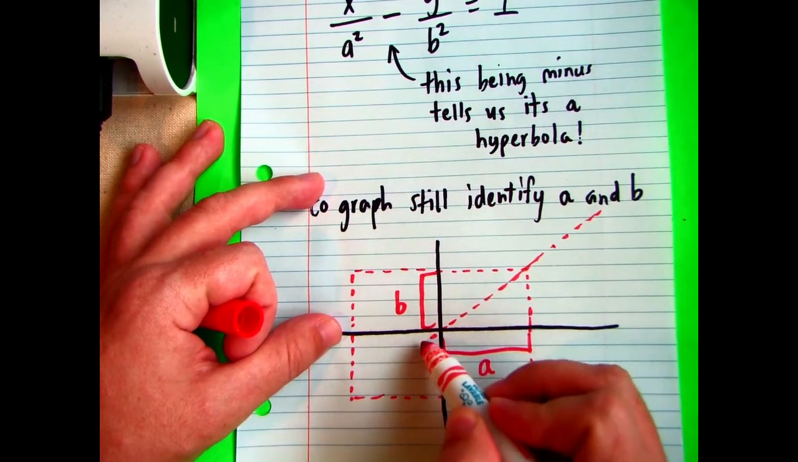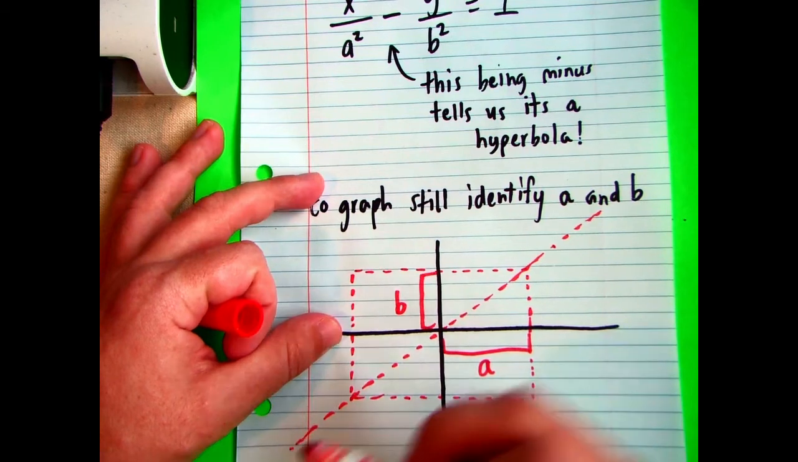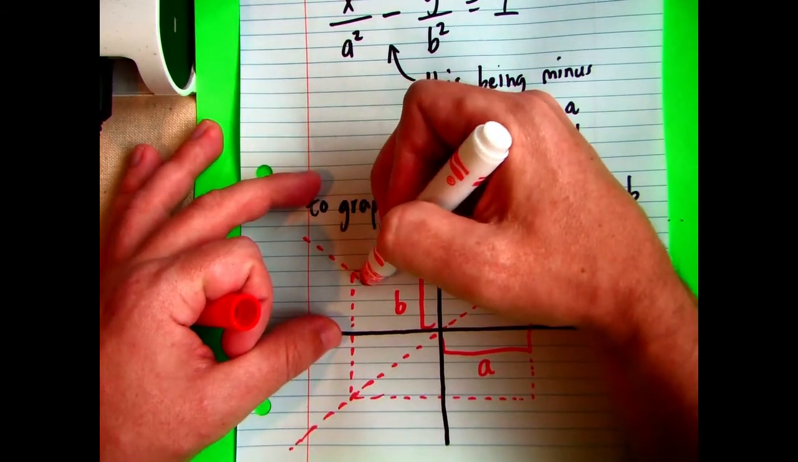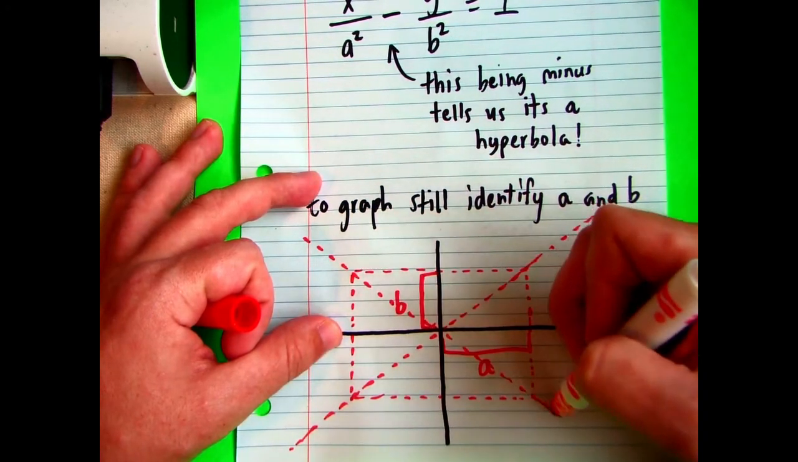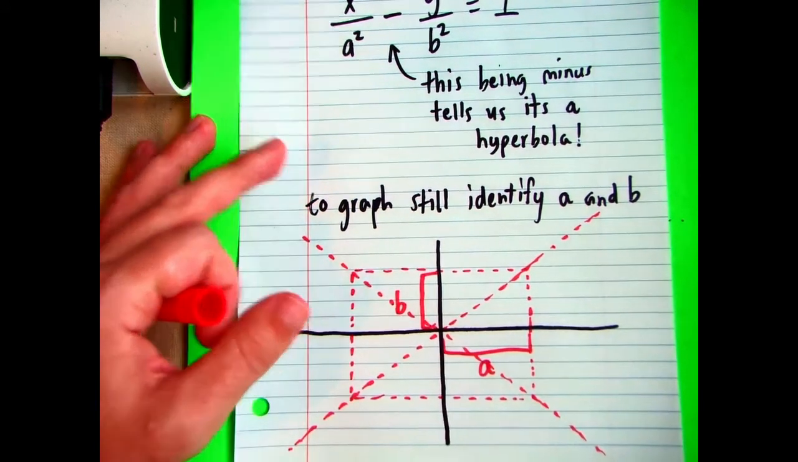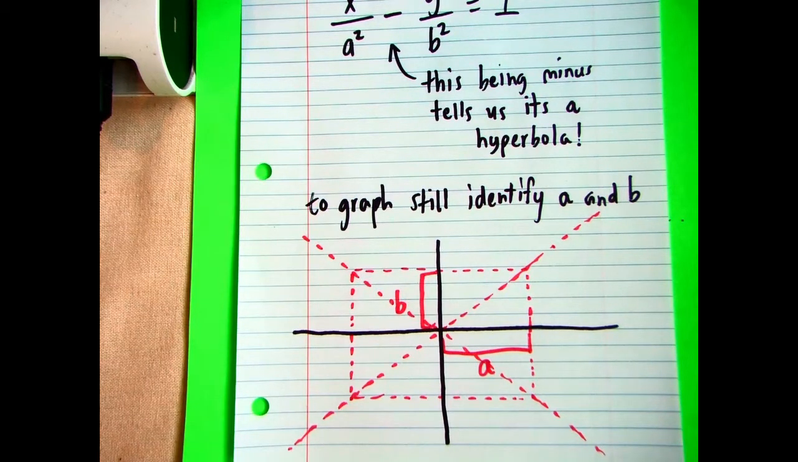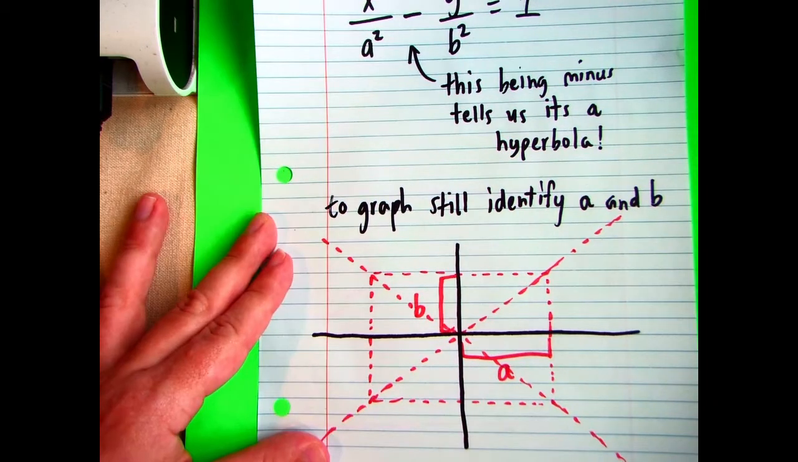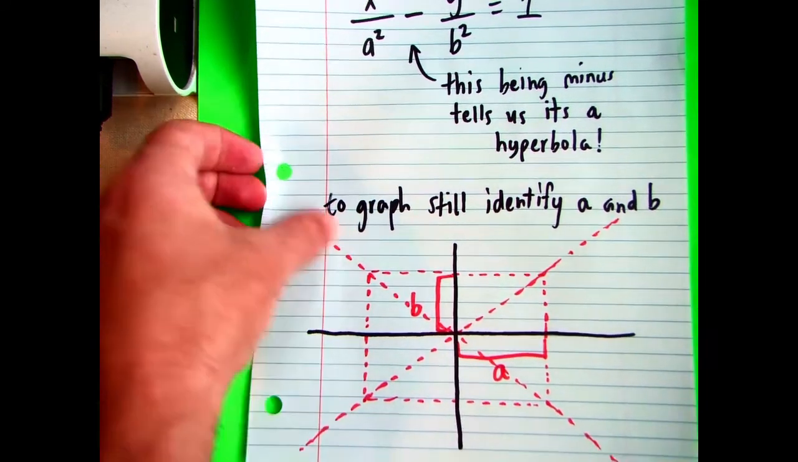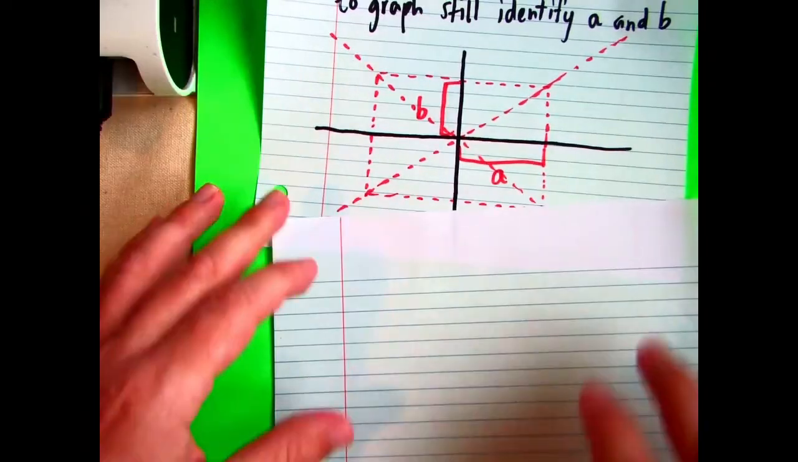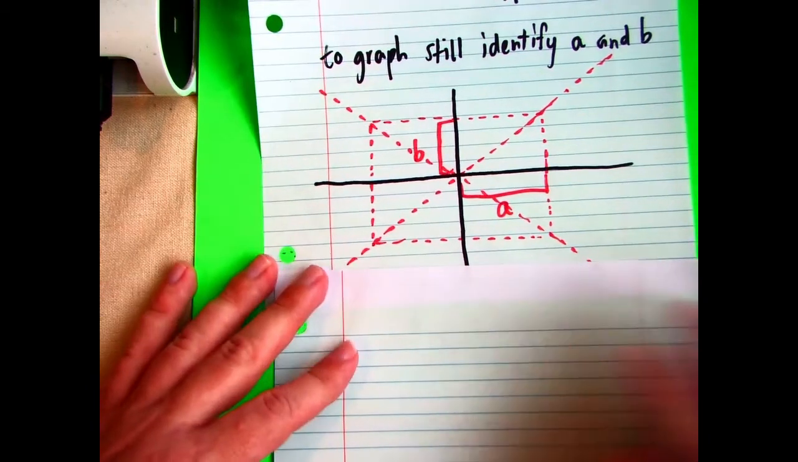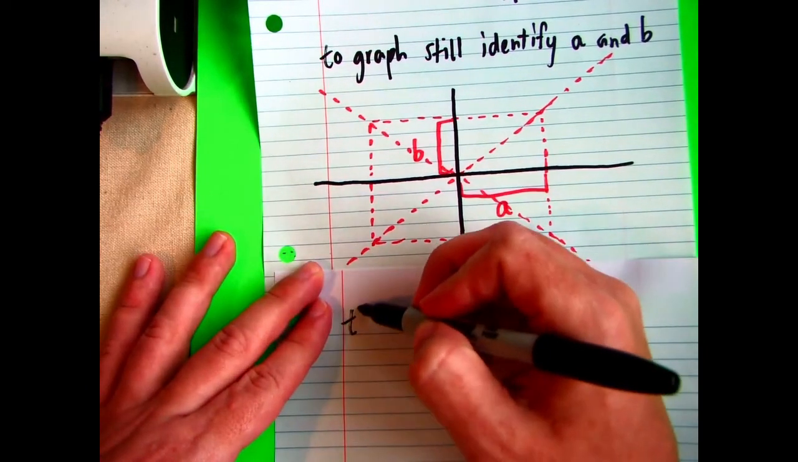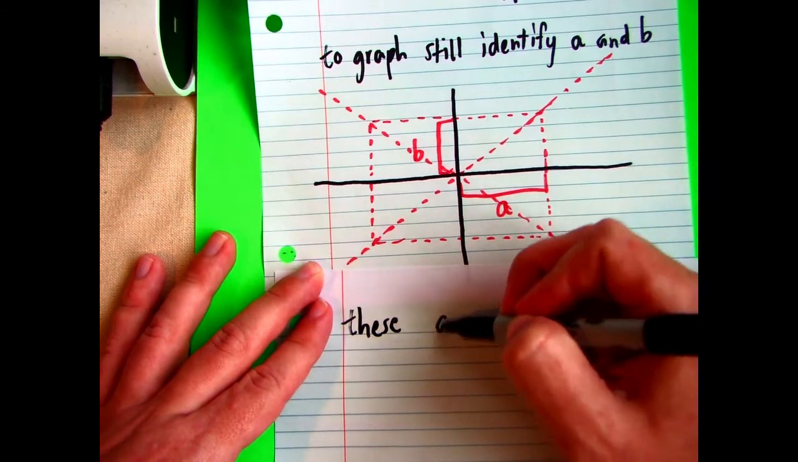I'm going to draw diagonal lines through the corners of this rectangle. And these dotted lines are going to become asymptotes in this graph. Remember that asymptotes are lines the graph does not touch or cross. So these dotted lines are asymptotes. The graph does not touch or cross these slanted asymptotes.